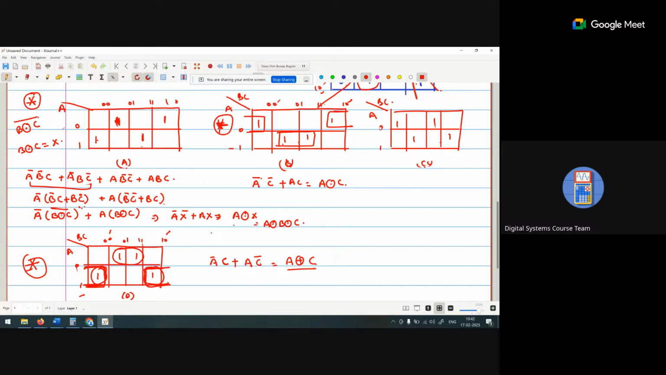0 1 0 0 0 1 1 1 1 0. So it becomes A bar B bar C bar plus A bar B C plus A B bar C plus A B C bar.